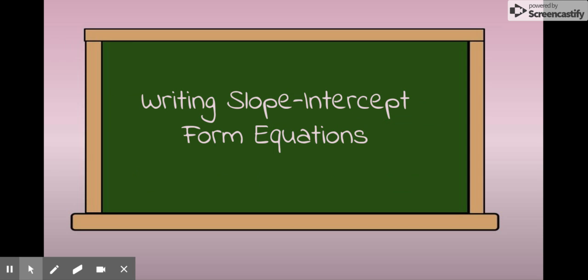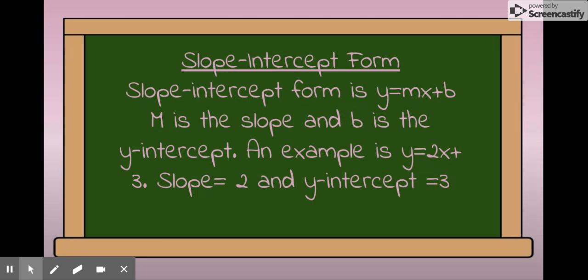In this lesson, we'll be writing slope-intercept form equations. Slope-intercept form is y equals mx plus b. In these equations, m is the slope and b is the y-intercept. An example of an equation in slope-intercept form is y equals 2x plus 3. The slope in this equation is 2 and the y-intercept is 3.